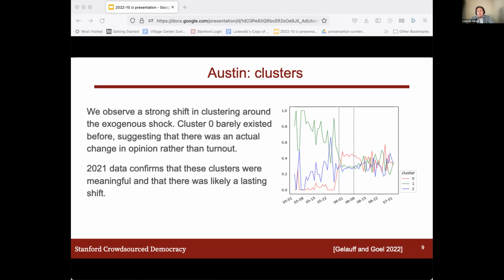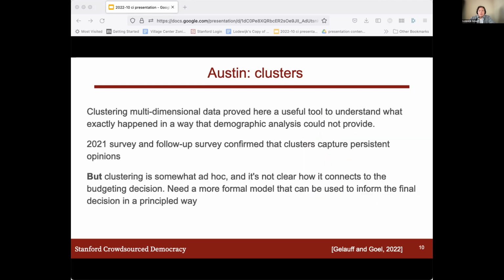With the data from the subsequent year, we were able to confirm that these clusters were indeed meaningful and that there was a lasting shift. Clustering multidimensional opinion data like this proved to be a very useful tool to understand what exactly happened in a way that we were unable to do with demographic analysis. The clusters in the follow-up survey also confirmed that these clusters captured persistent opinions.